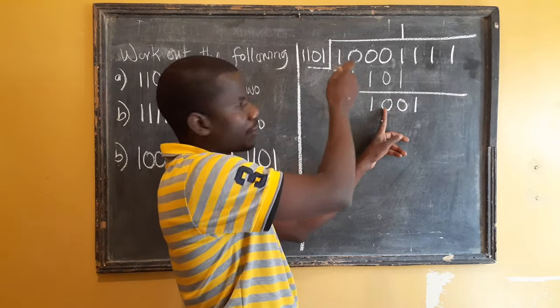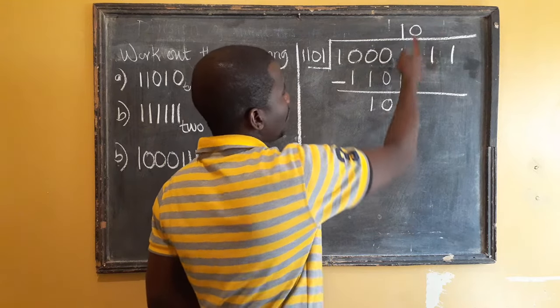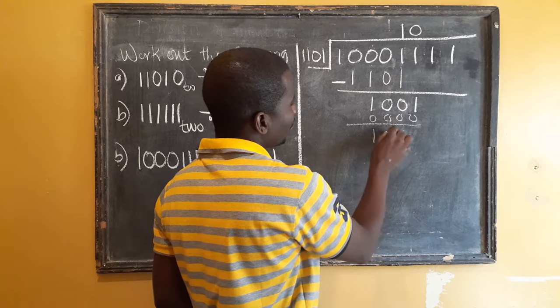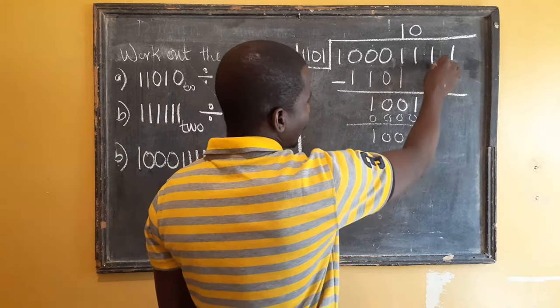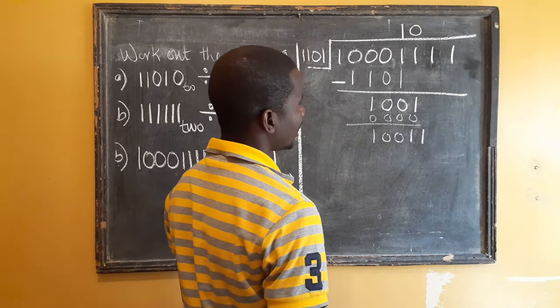This one, the second one is 1. So this is bigger than the other. So it can't go into this one. So it's 0. If you want, we can multiply. It will give us 0, 0, 0, 0. When we subtract, we still get 0, 0, 1. So then at this point, we need to bring this one down here. Okay? We need to bring this one down here.